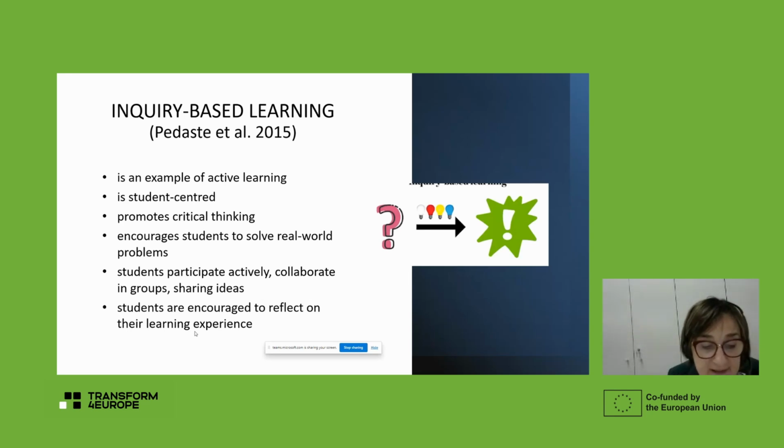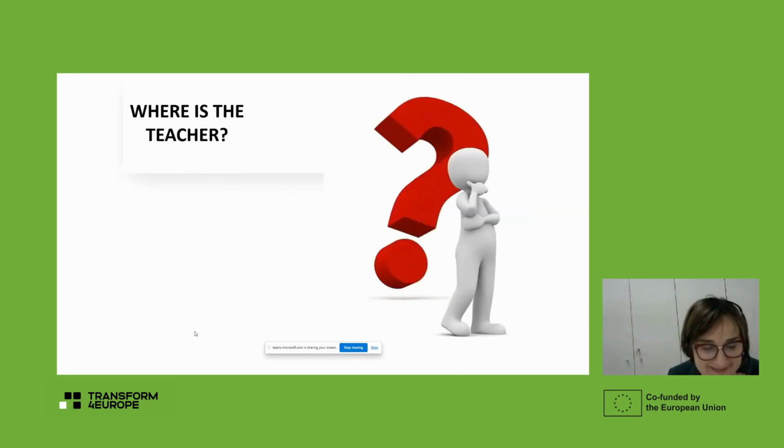But the question for us is, where is the teacher? What role does the teacher play in this inquiry-based learning, and also in other student-centered approaches? So where is the teacher? This is the question.